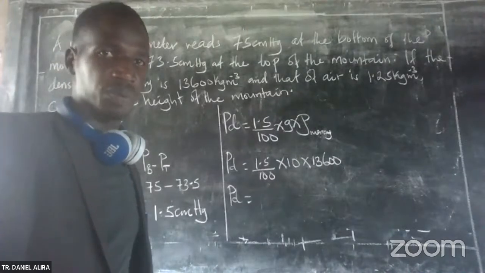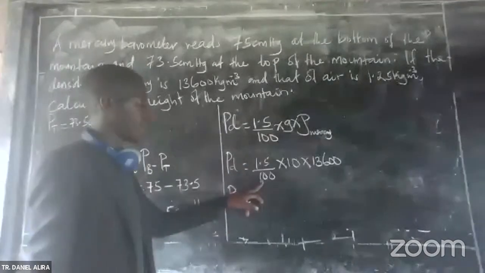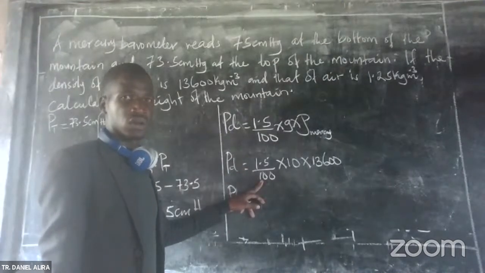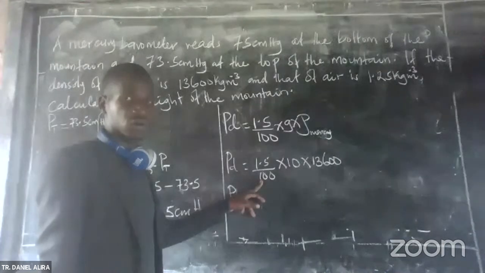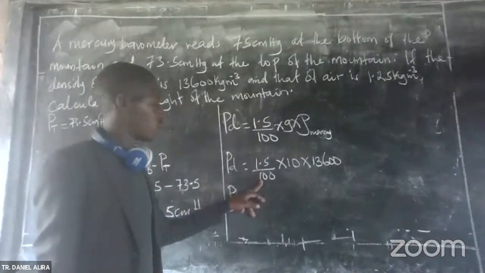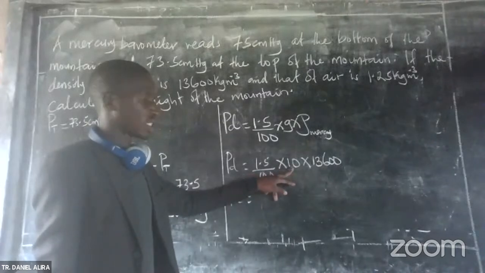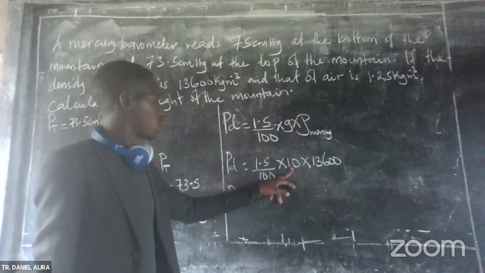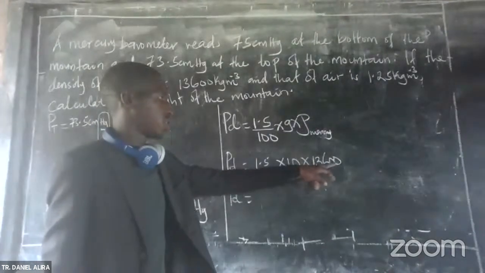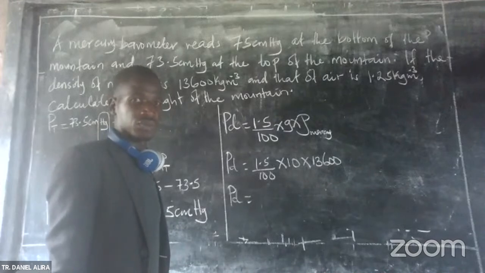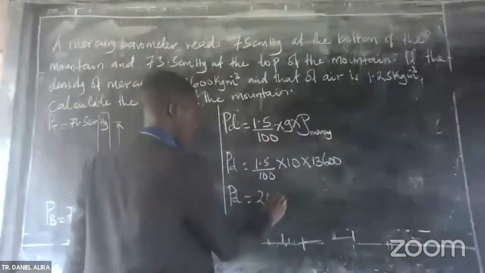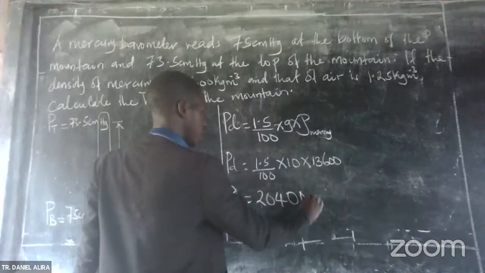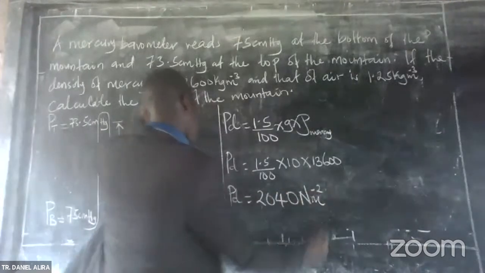What is 1.5 divided by 100? 0.015. Times 10. 0.15. Times 13,600. 2,040. This is now in newtons per meter squared.